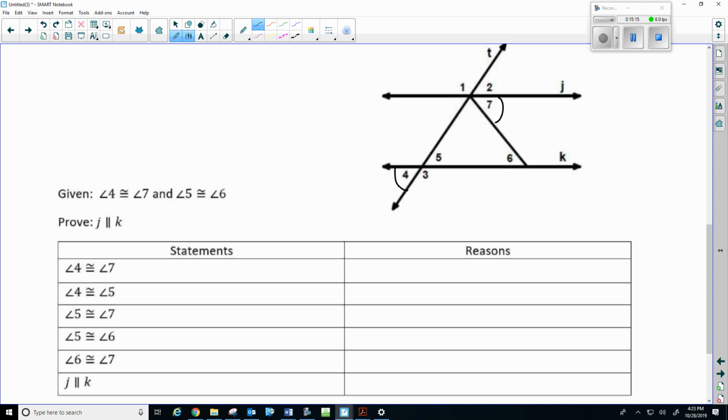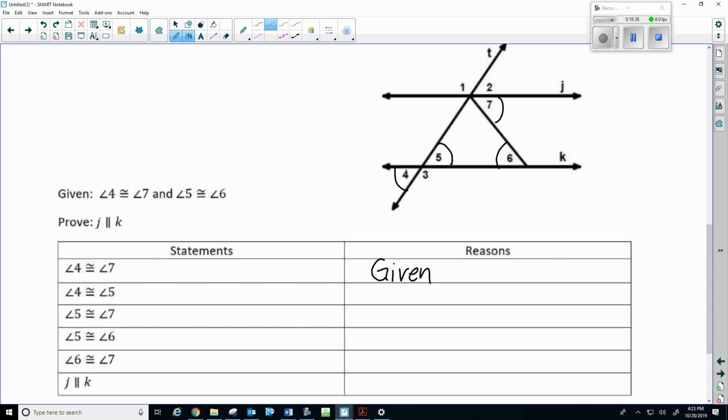We're also given that angle 5 and angle 6 are congruent. So I have 5 and I have 6 that are congruent. So first step, first statement here, angle 4 is congruent to angle 7 is a given. It's given to us. Now what changes here is we're not going straight to the next given.